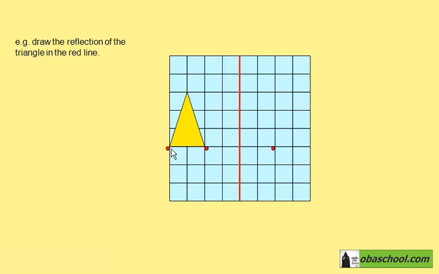Now let's consider this one. It's 4 squares up to the mirror, so we need to go 4 squares past it. And for this one, it's 3 squares to the mirror, so it's 3 squares past it. And here's the reflection. Notice once again how it's symmetrical.